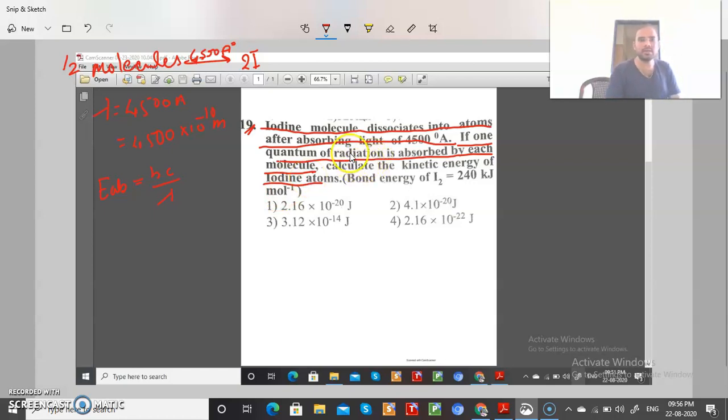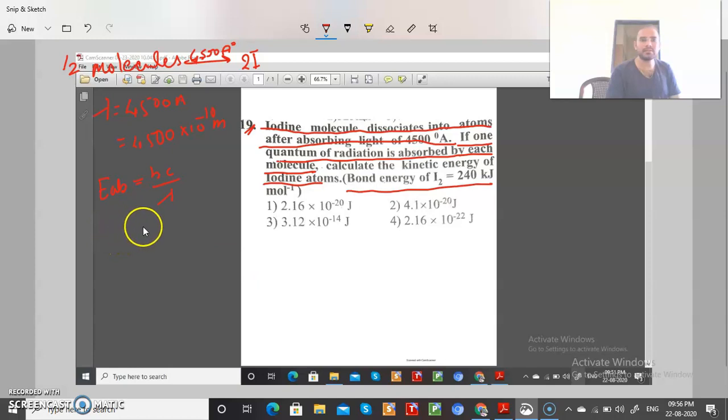Energy absorbed. Iodine molecule dissociates into atoms after absorbing the light of 4500 angstrom. If a quantum of radiation is absorbed by each molecule, calculate the kinetic energy. The bond dissociation energy they have already given, 240 kilojoule per mole. So there is not going to be any problem.